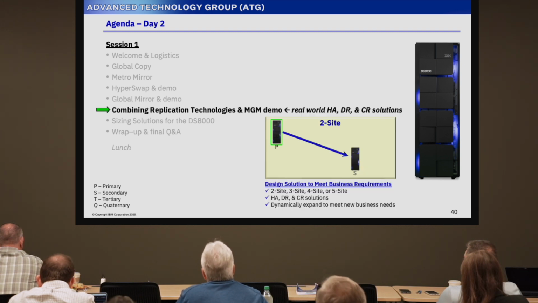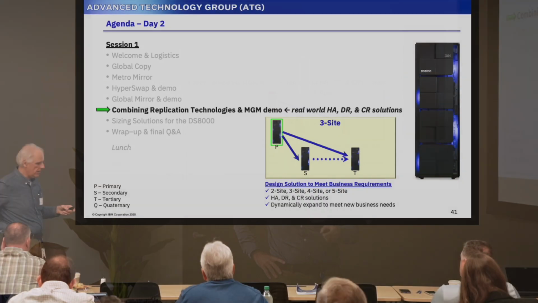And then we'll talk about combining all these different things into different types of solutions and what we see in the real world, whether it's high availability, disaster recovery, and or cyber resiliency. Usually one does not replace the other. Typically, if you're going to have a very robust solution, you would have high availability, disaster recovery, and cyber resilience. So here I'm just going to show you different possibilities at a very high level.